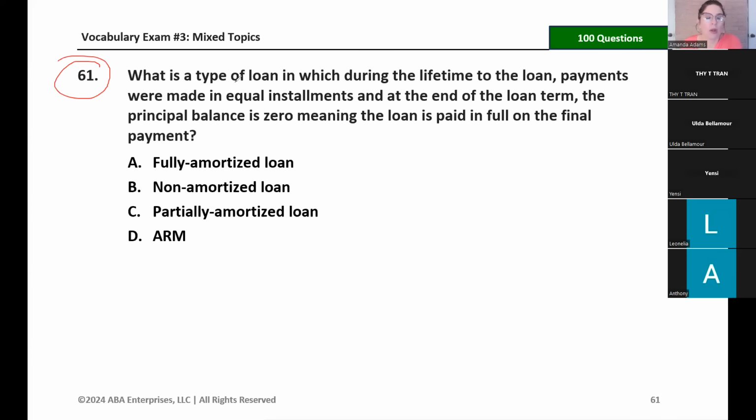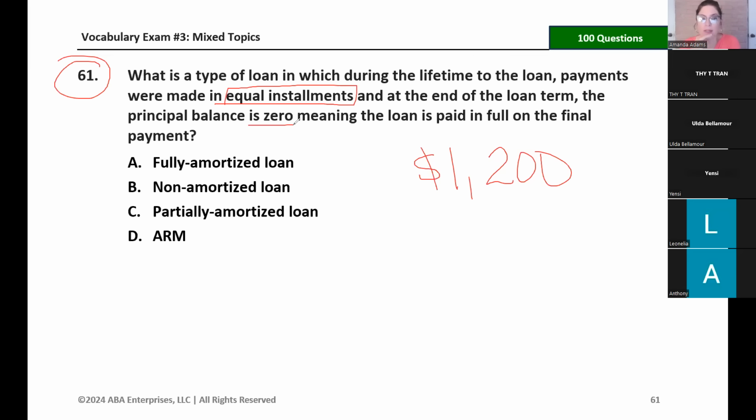61. What is a type of loan in which during the lifetime of the loan, payments are made in equal installments, so your payment amount is consistent throughout the entire loan? Okay, so let's say, for example, it's $1,200. So every month you're going to pay $1,200. And at the end of the loan term, the principal balance is zero, meaning the loan is paid in full on the final payment. So you're going to make this payment throughout the lifetime of the loan. It's always going to be the same dollar amount.